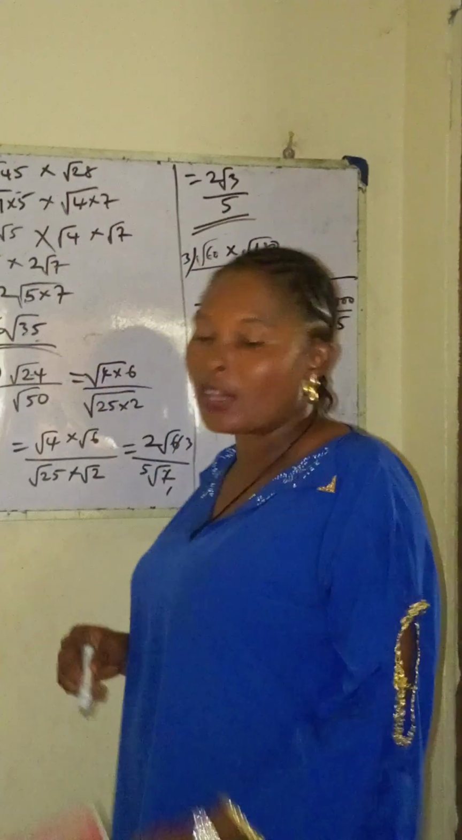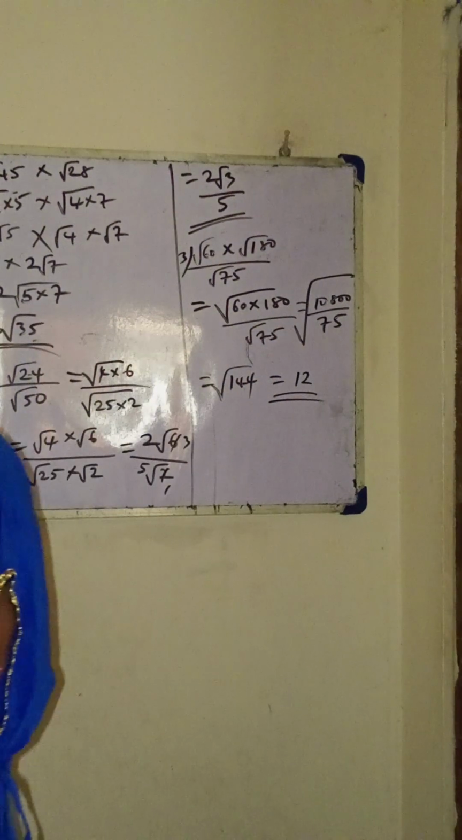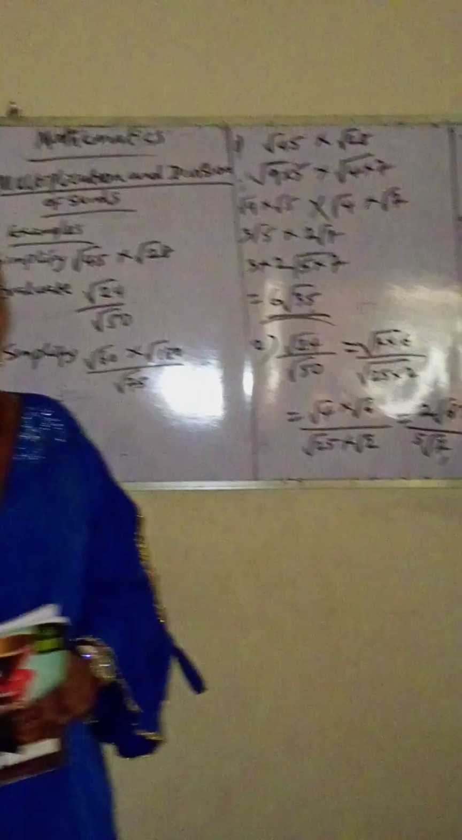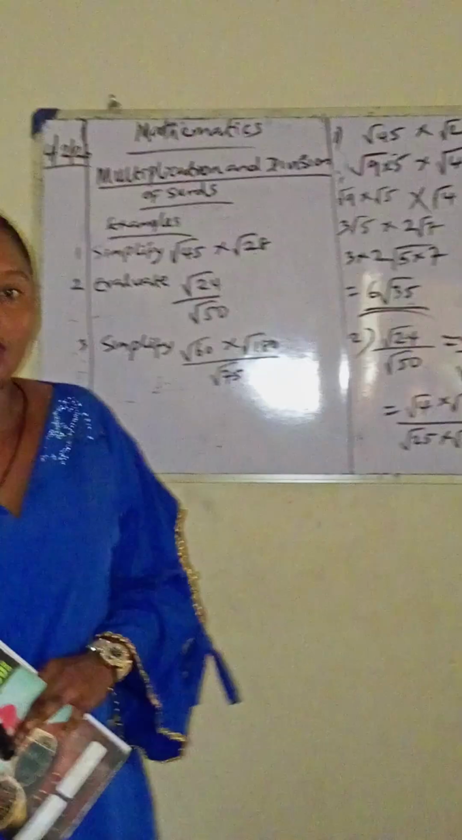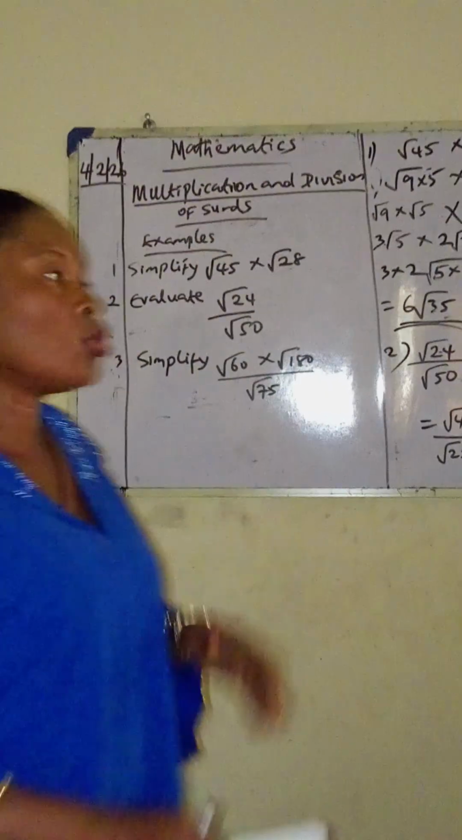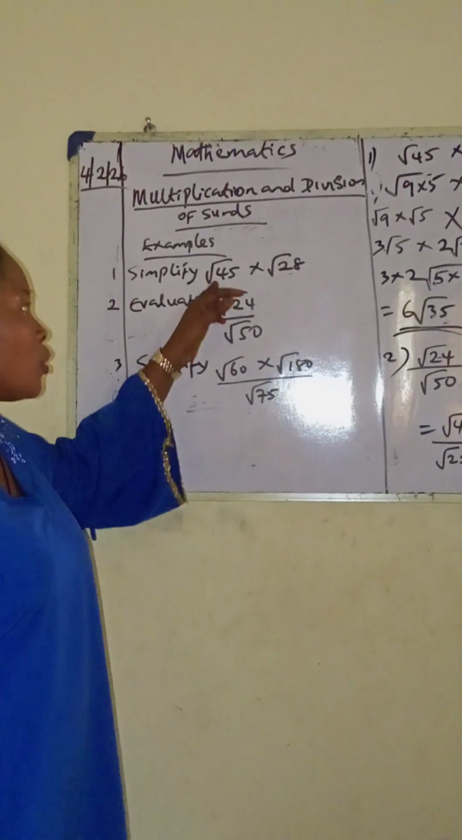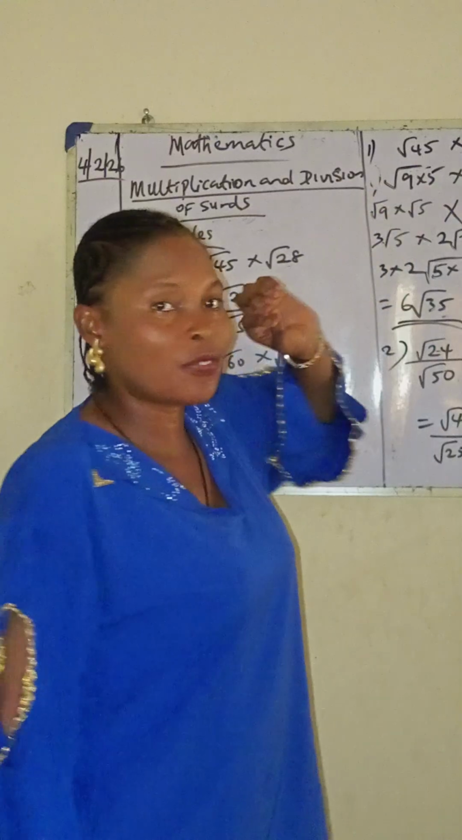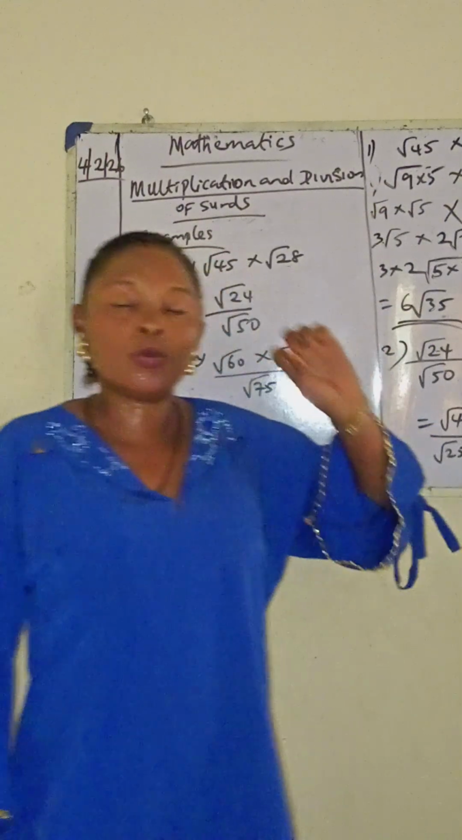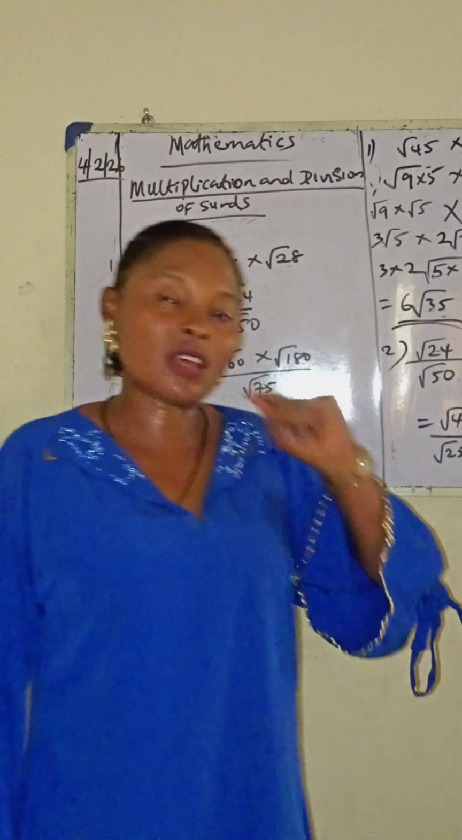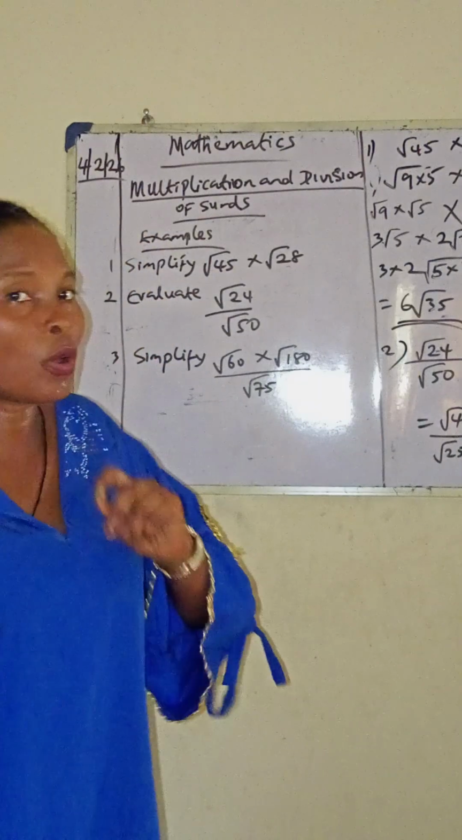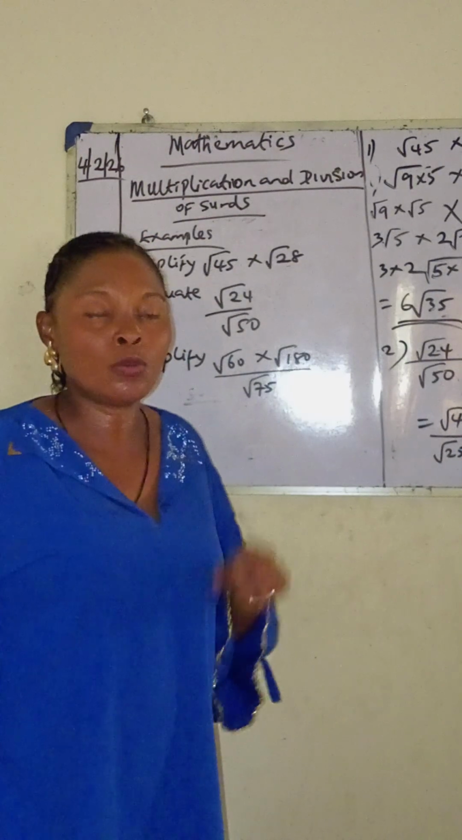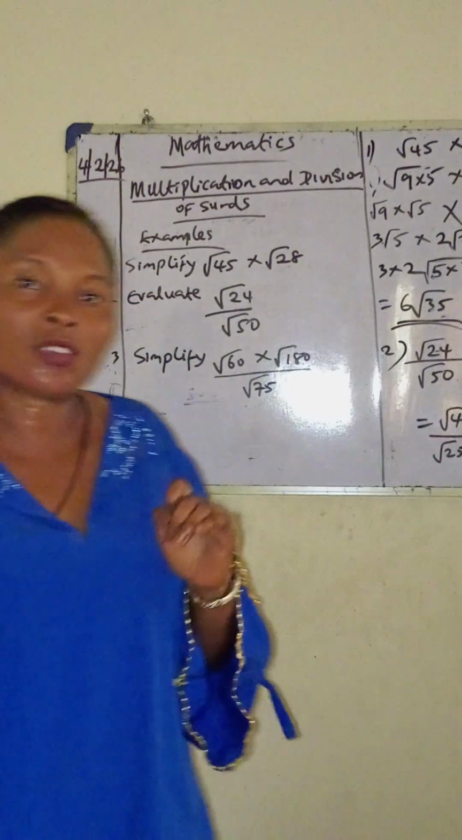So when you are given any question on surds, mostly on multiplication and division, all you need to do is to split it, especially if it's on multiplication. First thing you have to do is to split them into their different multiples, where one of them must have a square root. If it doesn't have a square root, please don't use that number. You must go for the one that has the square root. That's why it is called a surd.